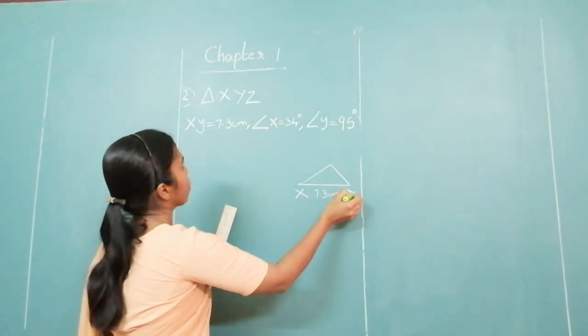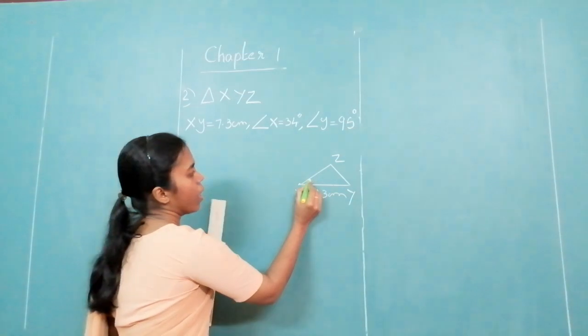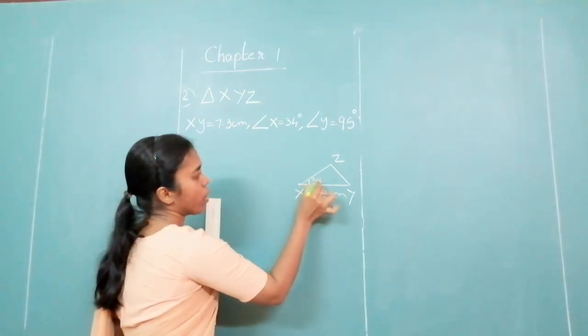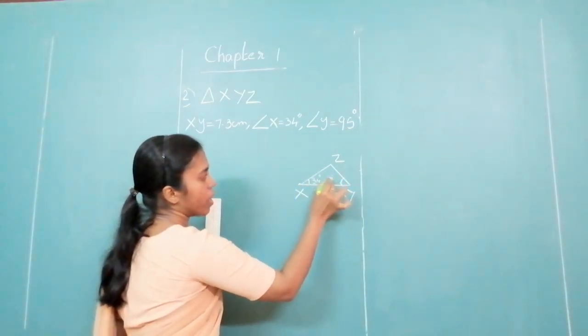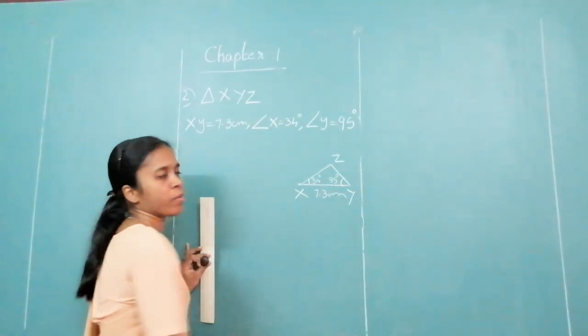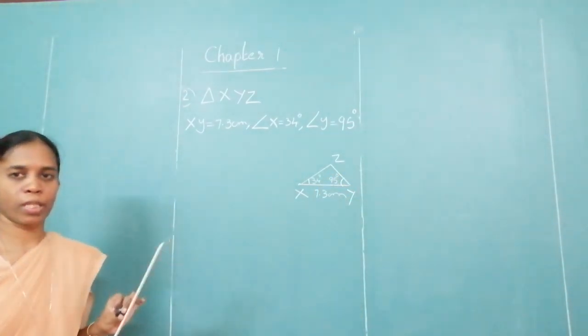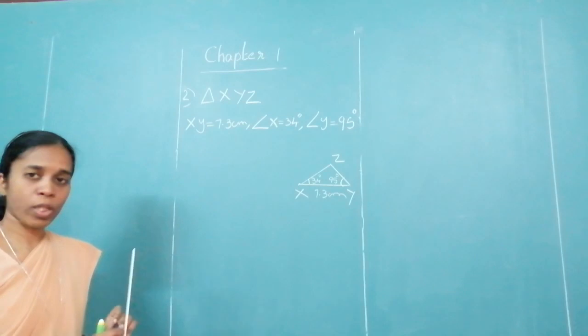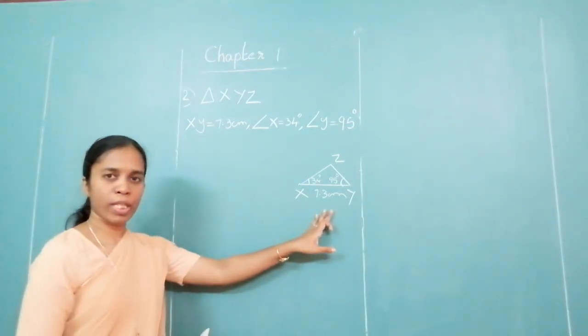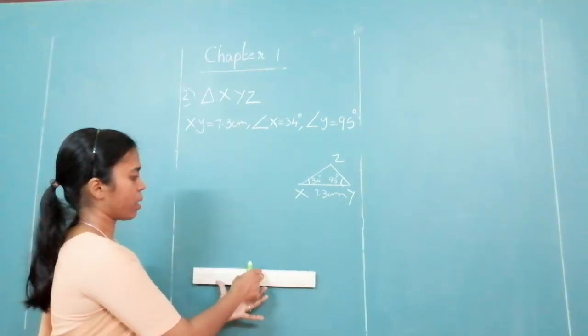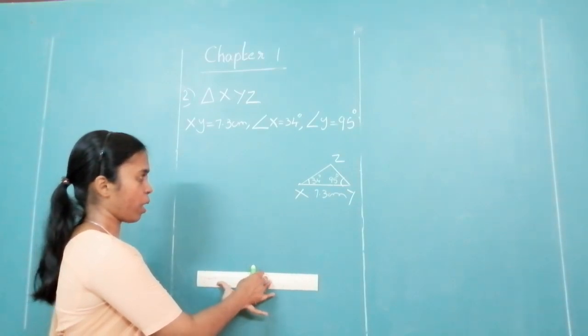X, Y, Z. Mark this as 34 degree. This is what is given to you, and this is 95 degree. This is how your rough diagram is. Now let us do the construction. We always draw with the base. What is your base? 7.3. So mark that.